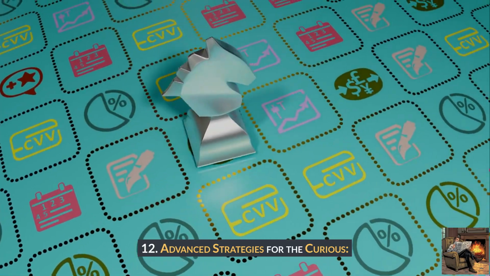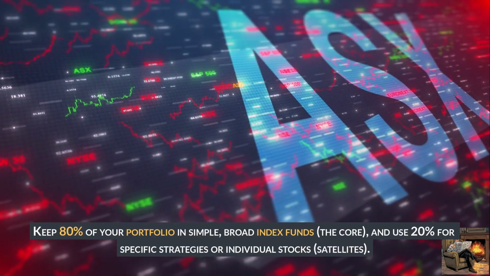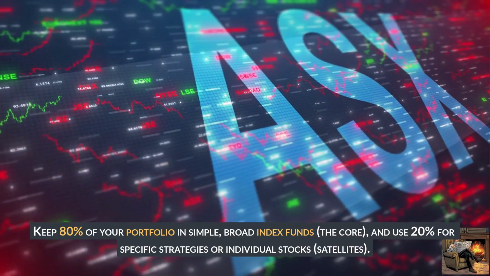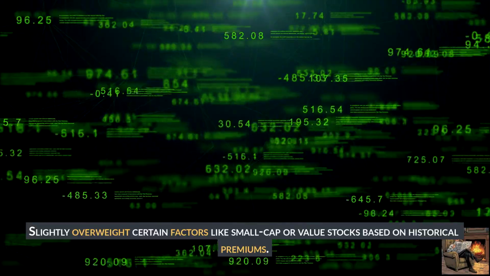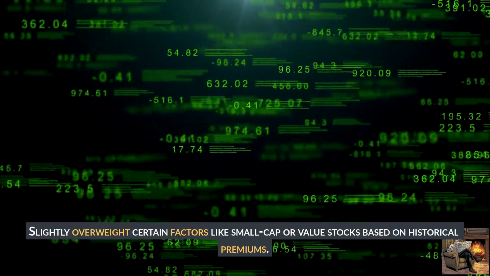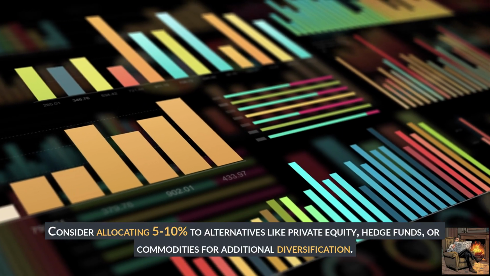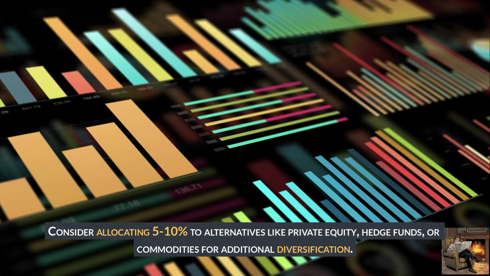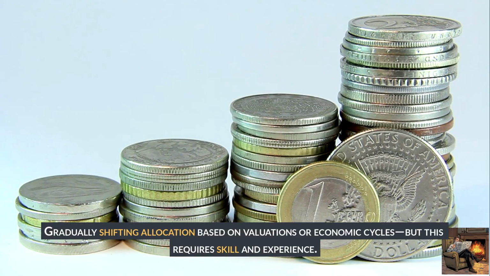12. Advanced strategies for the curious. Core satellite approach. Keep 80% of your portfolio in simple broad index funds, the core, and use 20% for specific strategies or individual stocks, satellites. Factor tilting. Slightly overweight certain factors like small cap or value stocks based on historical premiums. Alternative investments. Consider allocating 5 to 10% to alternatives like private equity, hedge funds, or commodities for additional diversification. Dynamic asset allocation. Gradually shifting allocation based on valuations or economic cycles, but this requires skill and experience.